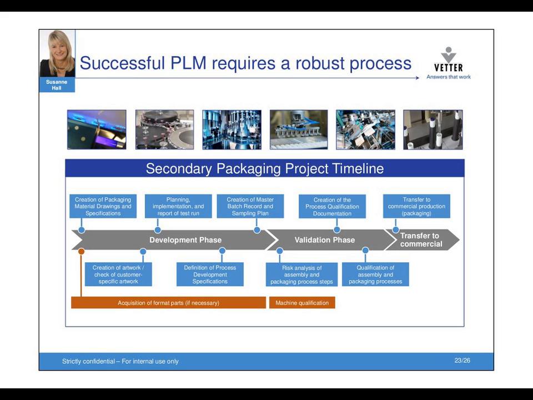Then we look if the format parts are already available on our lines, or if the packaging material fits on our lines, or if we have to adapt anything on existing machines, or even build a new line. The documentation of material and the process, together with the testing of a new project, is done during the development phase and ends with the validation phase. This includes a risk analysis and a final process qualification made with the first commercial batches.